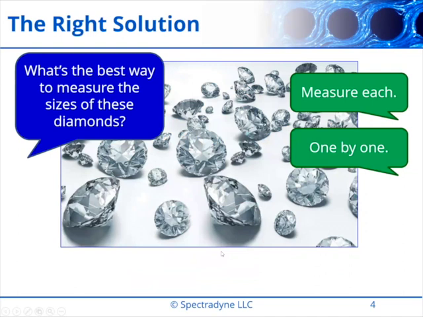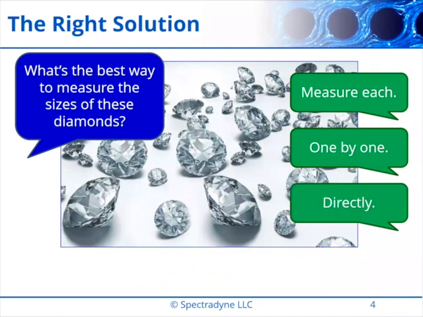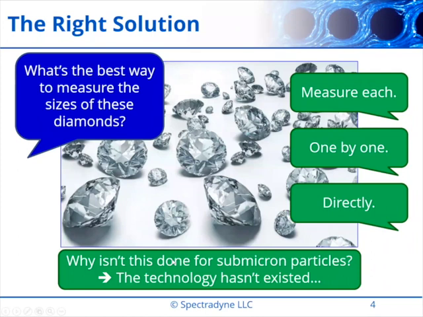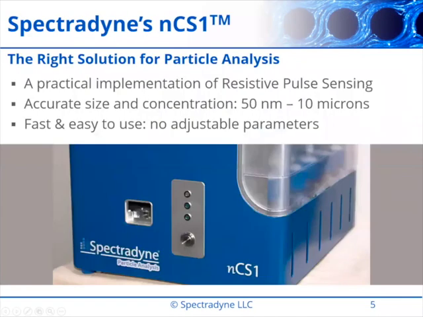Now, we might not be dealing with diamonds when we talk about biotherapeutics or other precious mixtures, but those can be quite valuable too. So why don't we do the same thing with submicron distributions? It's a very simple question with a simple answer. The technology just has not existed to do the same kind of measurement with your precious nanoparticles. Spectradyne has solved this problem by implementing a resistive pulse sensing that's capable down to 50 nanometers.